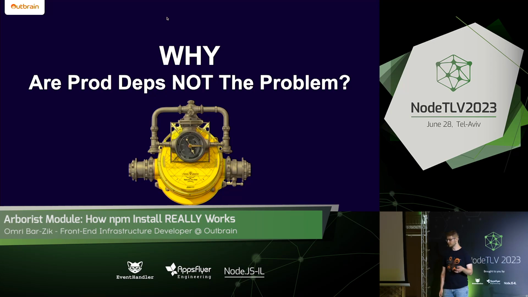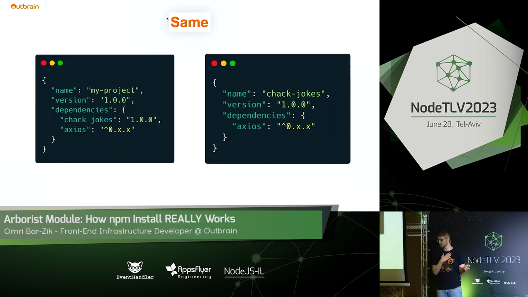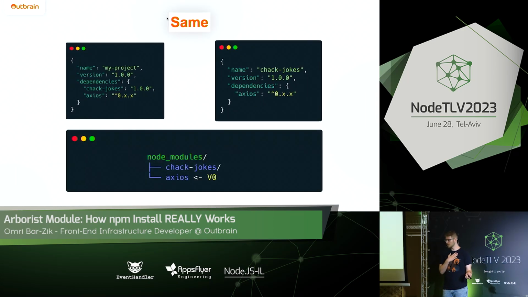Why are prod dependencies not the problem? In prod dependencies, let's say I have this setup where my project has both ChuckJokes and Axios 0, and ChuckJokes has only Axios 0. When I run npm install in my project, I will see this node modules structure where ChuckJokes and Axios are on the same level.